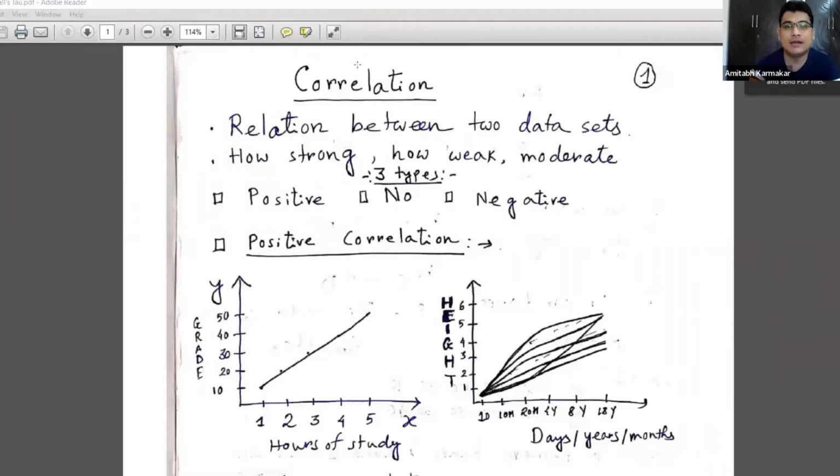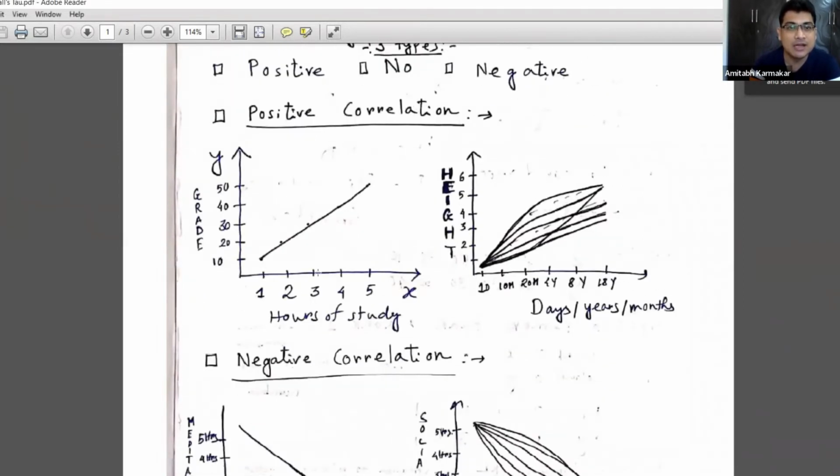So like I said, the relation between two data sets, how strong, how weak, how moderate. It can be positive, it can be no correlation, it can be negative also. For positive correlation, I have given a few examples like this. The graph is going upwards, symmetrically. But here the graph is going upwards, but at the same time it is not symmetric. Sometimes it is going pretty straight, then slowing down a bit. Sometimes it slows down at the very start and then gets a steep jump. Sometimes it is just a bit of a roller coaster.